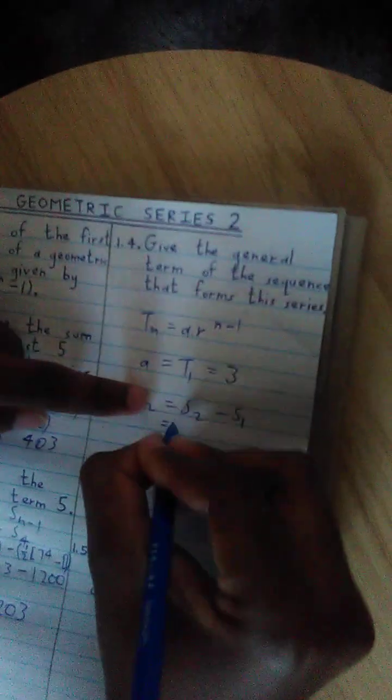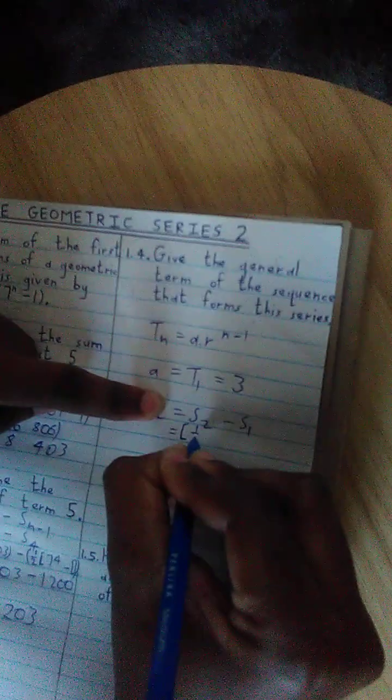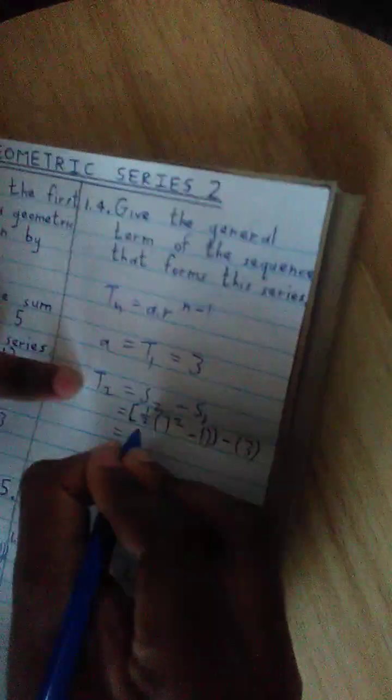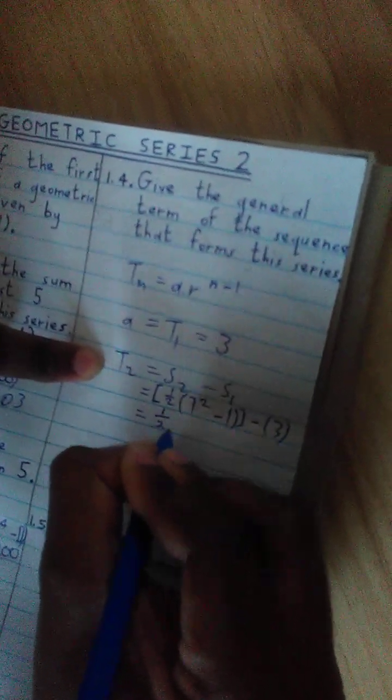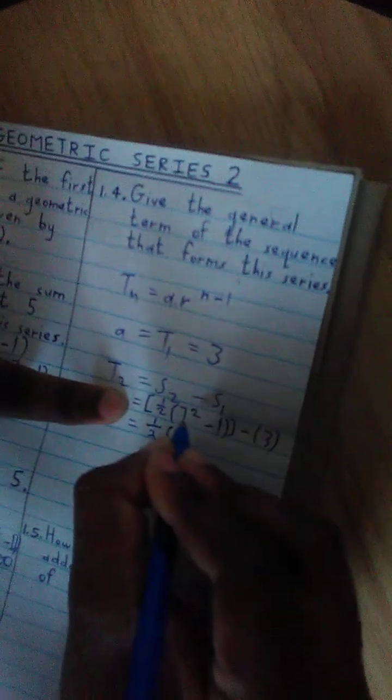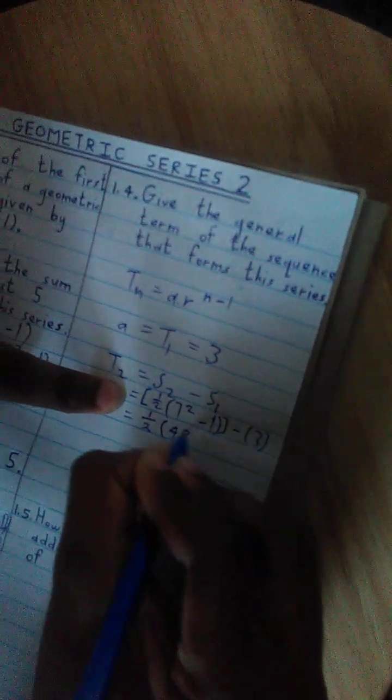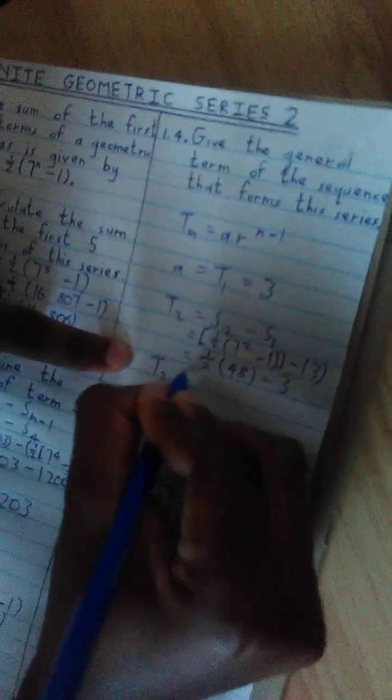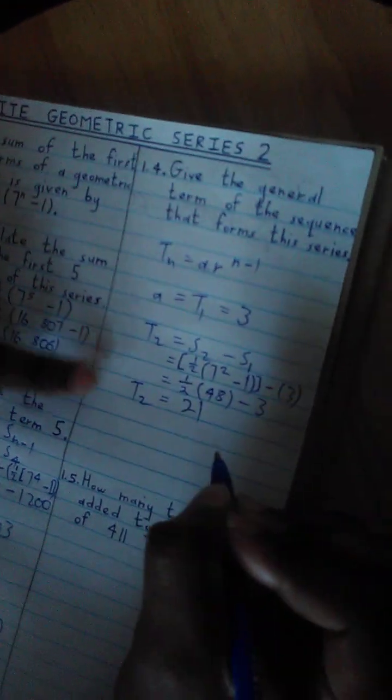S2 is going to be half 7 to the power of 2 minus 1 minus S1 is T1, which is just 3. 7 squared is 49. 49 minus 1 is 48. Minus 3. Half of 48 is 24. 24 minus 3 is 21.